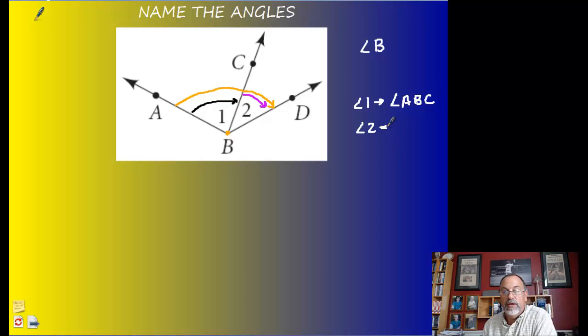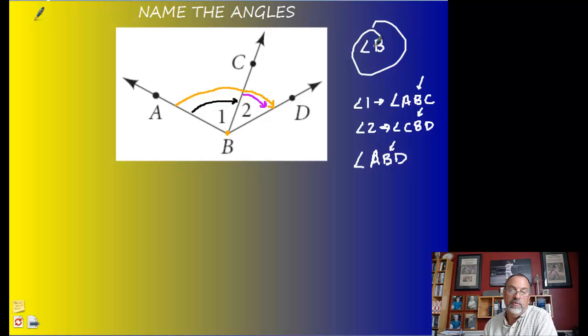If I wanted to name angle 2 then, B has to be in the middle, so 2 is formed by these two rays. So I would say angle CBD. And then if I wanted to name this larger angle that doesn't have a number, it would be angle ABD. And notice, what's the middle letter of all three? B, because B is the vertex of all three. So if I just use this, we really wouldn't know which one we're talking about.